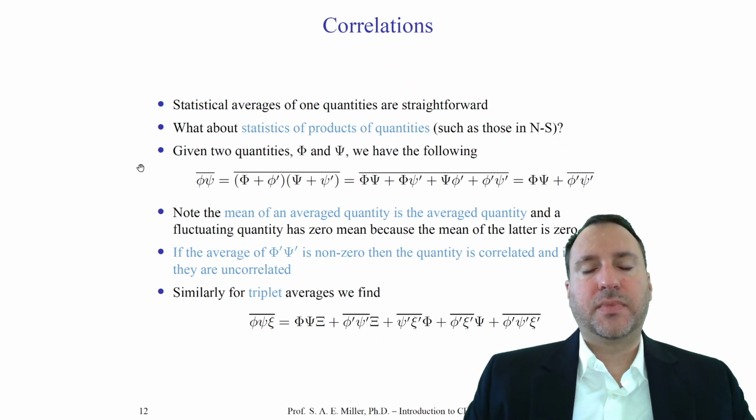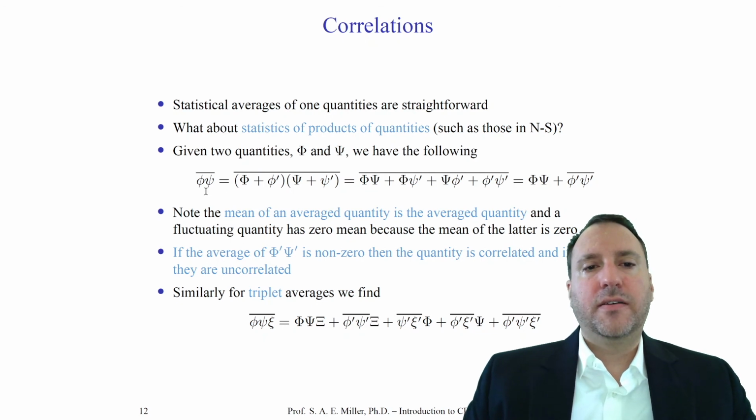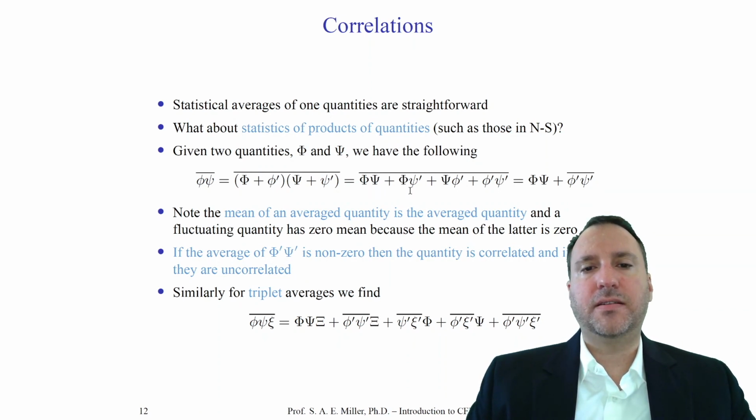Here's a general example. We have two quantities, phi and psi, capital values, and we have the following. For example, if we have the actual fluctuating values of phi and psi and we take the average, we would then do a Reynolds decomposition. We would then have the average of the product of phi plus phi prime and psi plus psi prime. We then, of course, expand out the two terms in the averaging operation. We would have the average of phi, average of psi, plus the average of phi times the fluctuating value of psi, plus the average of psi times the fluctuating value of phi, plus the average of the fluctuating values of phi and psi.